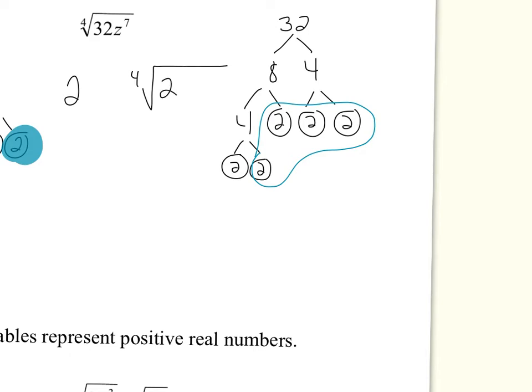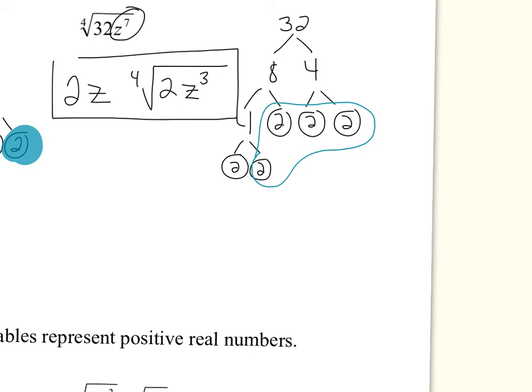So now we're going to look at the variables. We have z to the 7th. How many groups of 4 are there in z to the 7th? Well, there's only one group of 4, so I put only one z on the outside. But there are 3 left, so I have z cubed. Simplifying radicals is always a good thing to know how to do. It's something we'll use in almost every problem.